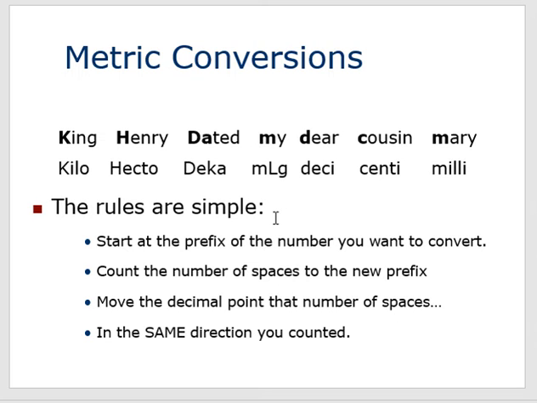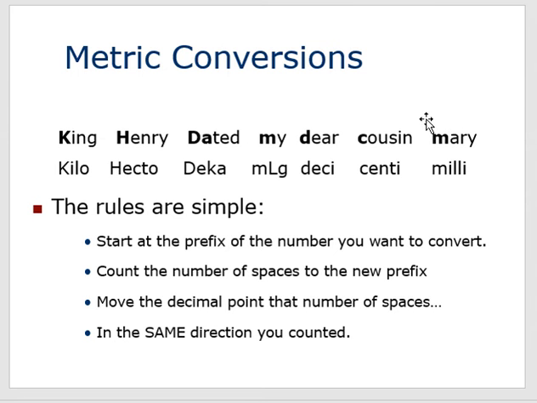If you want to convert any measurement, you have to use these following rules. You start at the prefix of the number you want to convert. So whatever number you're given, you start with that prefix. So if your original measurement is in decameters, then you start on your chart at deca. If your original unit is milli, then you're starting at this location on the chart.